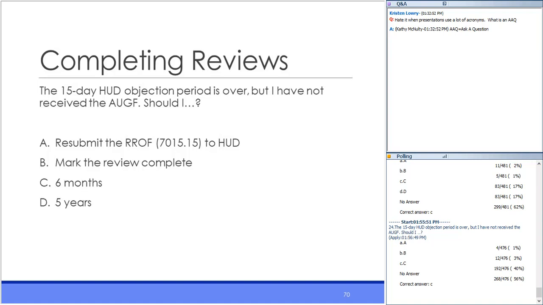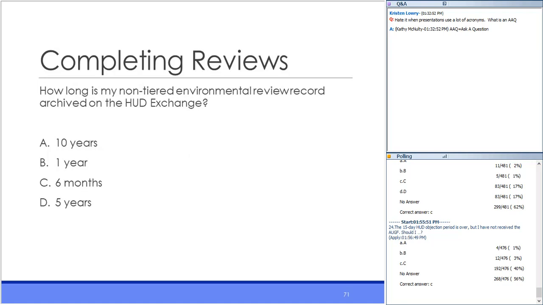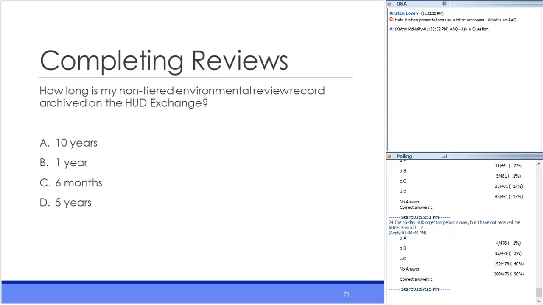Okay, I believe this is our last quiz question. The last one is, how long is my non-tiered environmental review record archived on the HUD Exchange? A, 10 years, B, 1 year, C, 6 months, or D, 5 years?